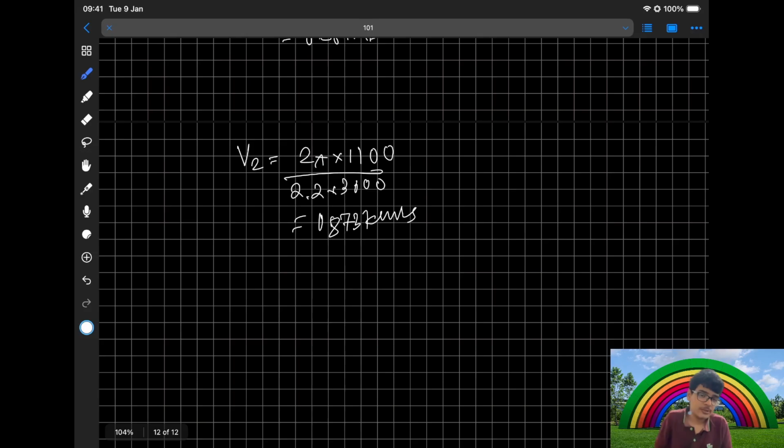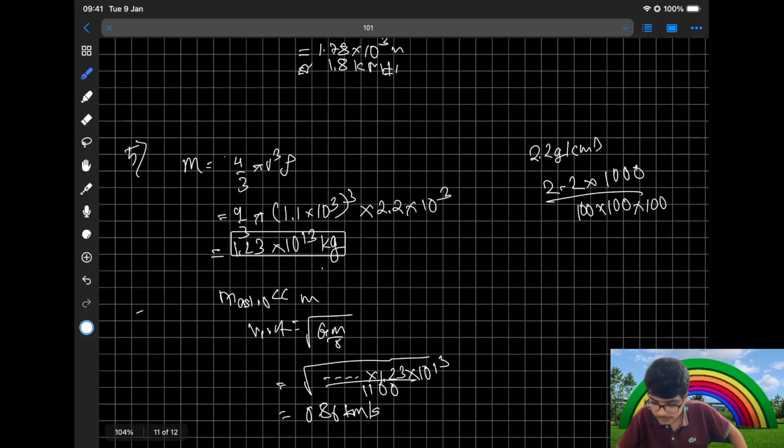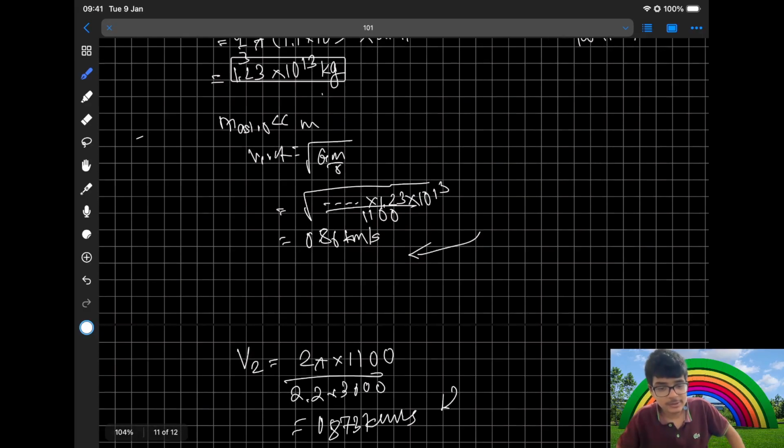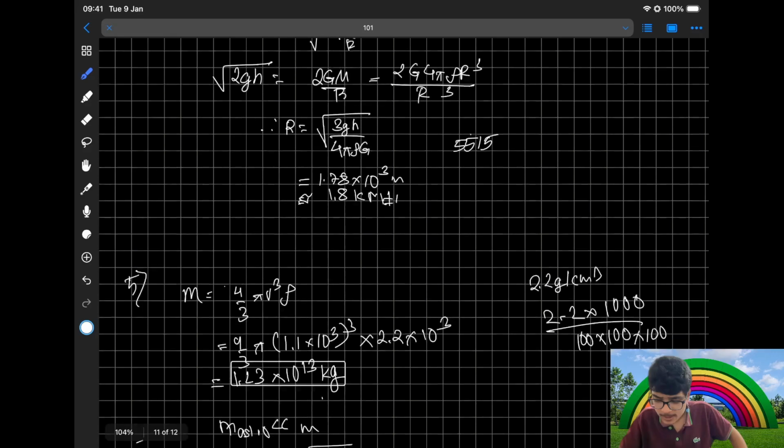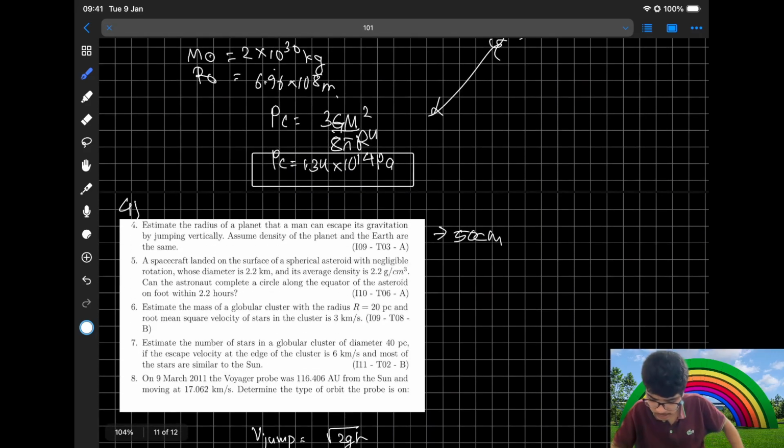So as v2 is greater than the critical velocity, he will not be able to complete the circle in the given time. It came approximately equal, but it is at least greater than this critical velocity right here. So yep, it is this. Now let's get on to the next question.